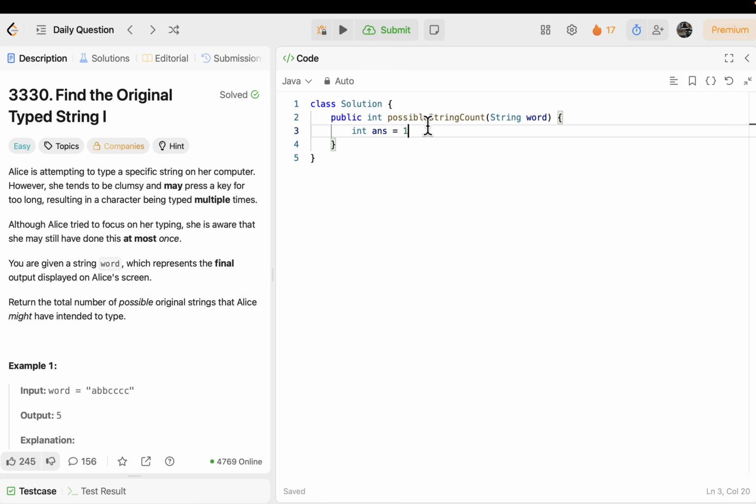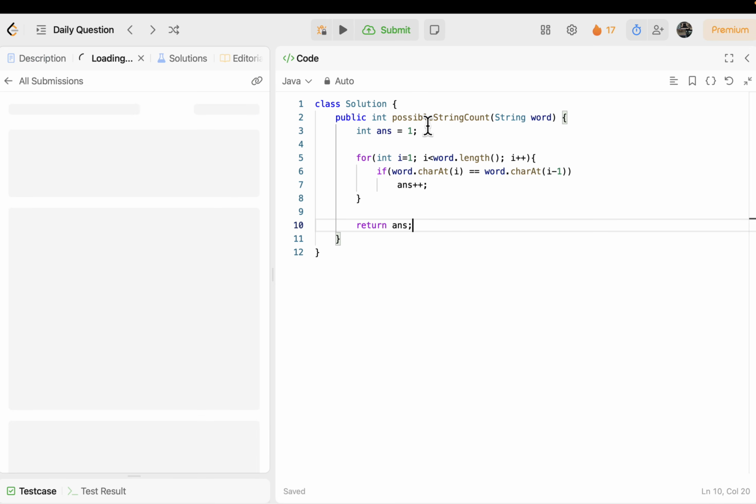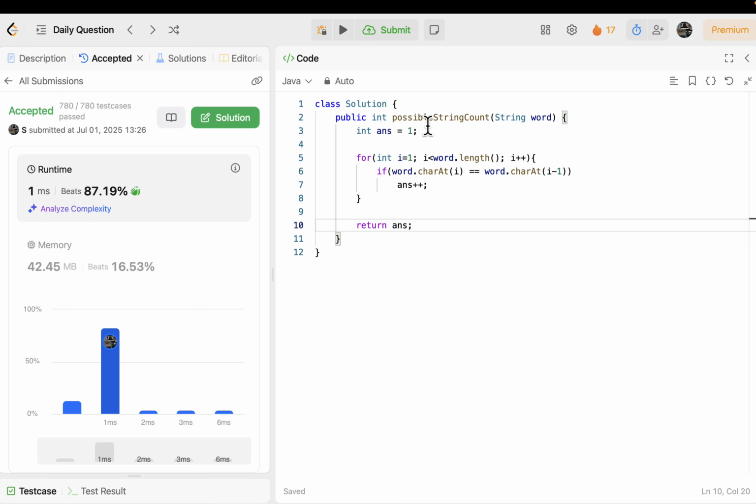Integer answer is equal to 1, current possibility. For every repeated character, for i equal to 1, i less than word dot length, i plus plus. If word dot character at current index is equal to word dot character at i minus 1, the previous index, if those are the same, then it is going to contribute to the answer again, and in the end return the answer. And now I'm submitting the solution. It got submitted successfully. Okay, this was the code.